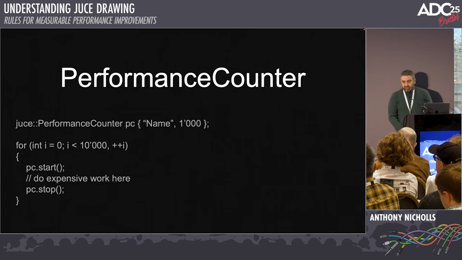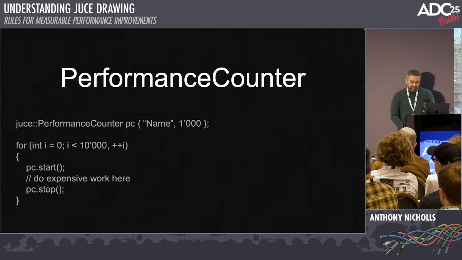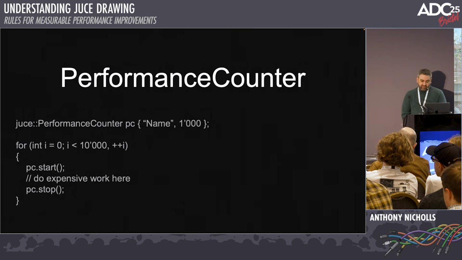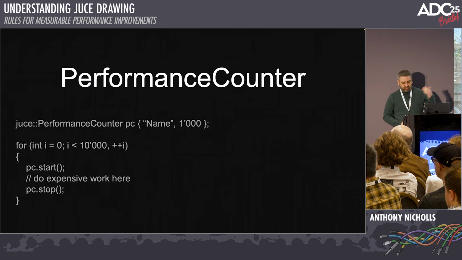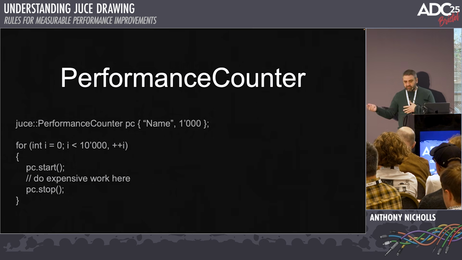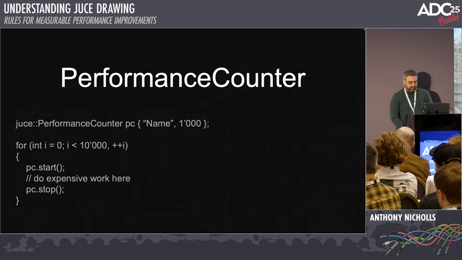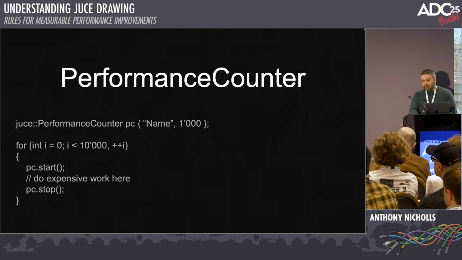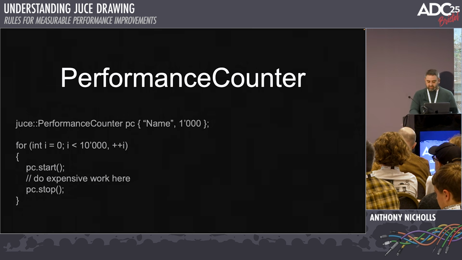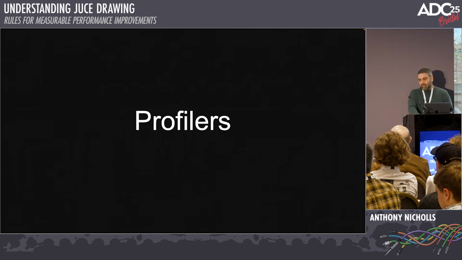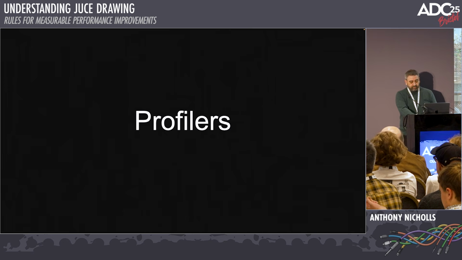One step up from that, we also have something called the PerformanceCounter. Again, it's quite useful. Here we're making a PerformanceCounter that after every 1,000 times that we've done some measurement, we've done a start and a stop, it will print something out. You can also pass a file to it so it can log to a file. It's useful for some quick debugging on small areas, but for trying to get a grasp of your whole UI and where things are happening, I don't think it's quite so useful. So for that kind of thing, we need to start talking about profilers.